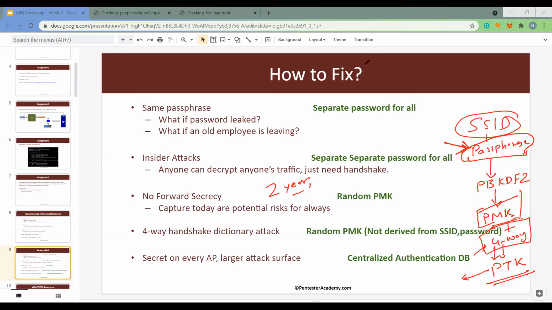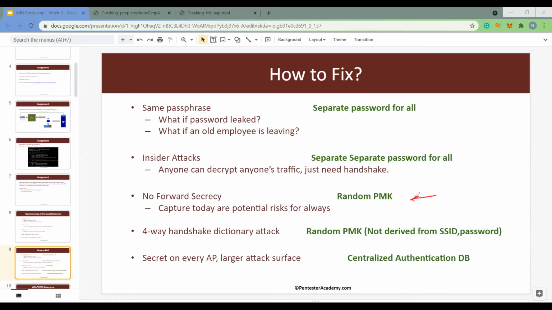This is because our PMK is being derived using our passphrase, right? The passphrase is responsible for this, in addition to the SSID. So if somehow we can break this dependency, if we can use a random PMK, then this thing won't work, right? This issue will actually go away. Similarly, this one will also go away, because as we just saw, because of this relation that the PMK is derived from the SSID and the password, we are able to run the dictionary attack, and then we are able to recover the correct one, right?